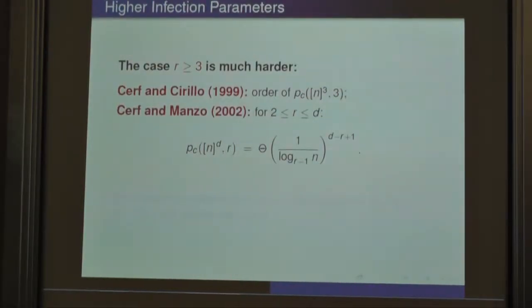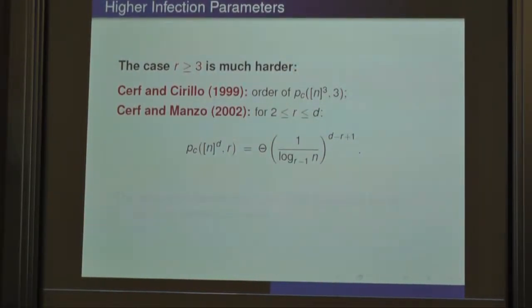Okay, now what happens with larger infection parameters? That's a completely different proposition. It is much harder, and not surprisingly, it took over 10 years of effort for Cerf and Cirillo to prove it in the case of 3 dimensions and infection parameter 3, the only interesting thing.